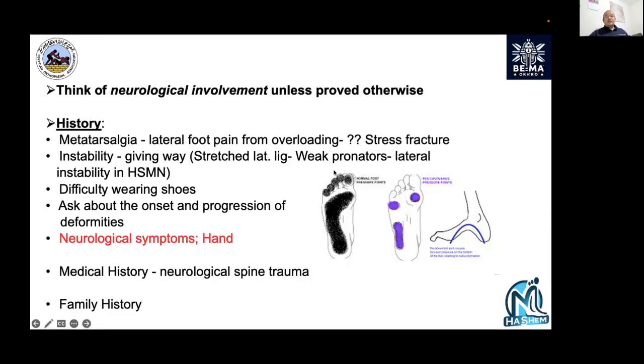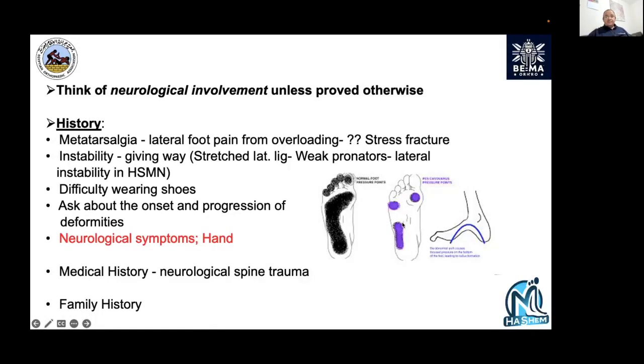And as you can see, there is no overloading or point loading in this normal pattern of weight bearing. While if the patient has a cavus, which is equal varus heel and plantar flexed first ray, the situation will be a very high point loading on the foot, which will be under the first metatarsal head, under the fifth metatarsal head, and under the lateral border of the foot.